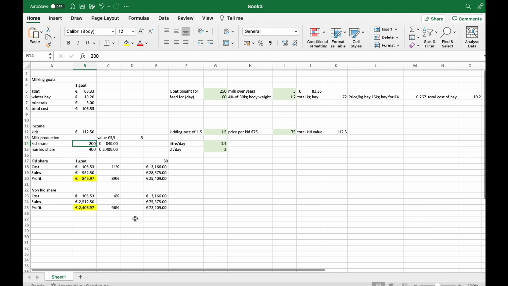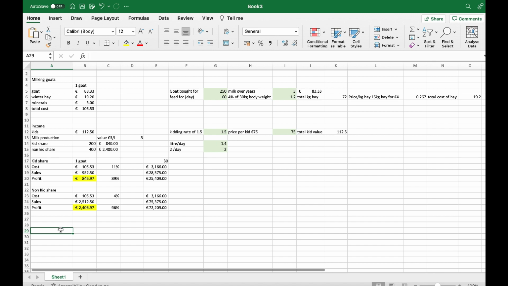We have 2 other things we want to look at: the investment required, and the time required. Now, time to milk 30 goats, I would say an hour and a half per day to milk them and get the milk sorted. And 30 goats, how much milk is that?